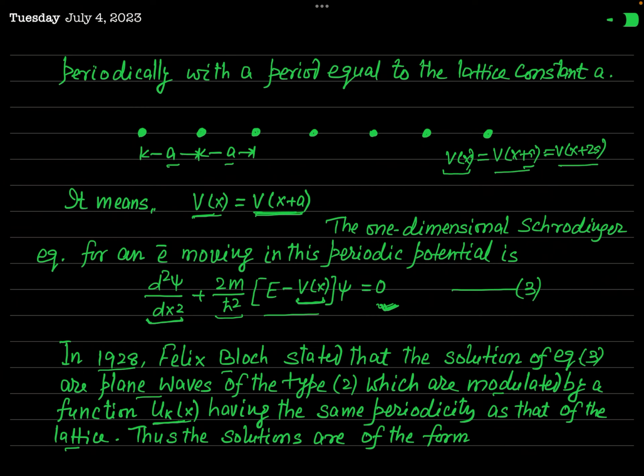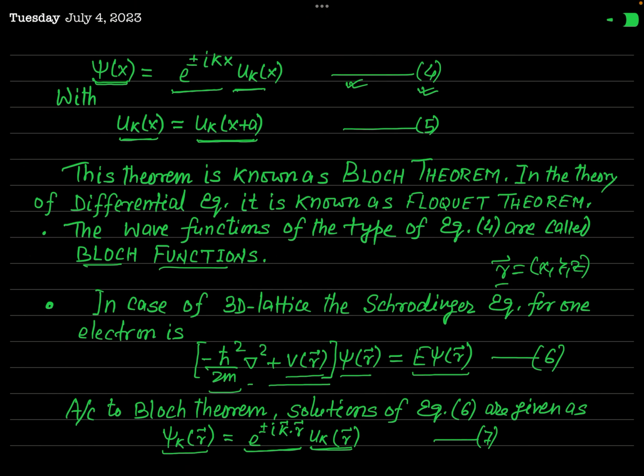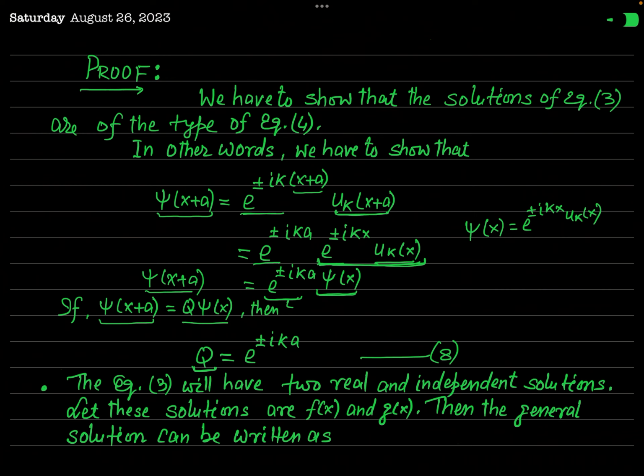So since the Schrodinger equation is an ordinary differential equation of second order with constant coefficients, it will definitely have two real and independent solutions. And let us assume that those two real and independent solutions of the Schrodinger equation defined in equation 3 are f of x and g of x. And you also know from the theory of differential equations that the solution of a differential equation satisfies the equation.